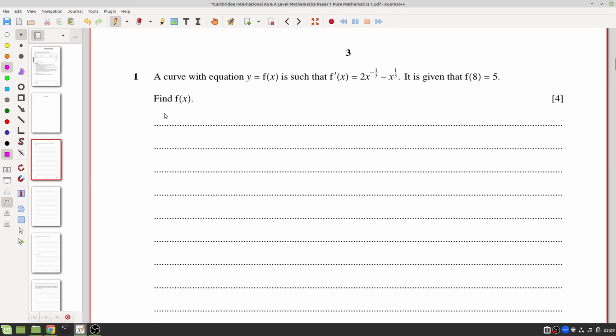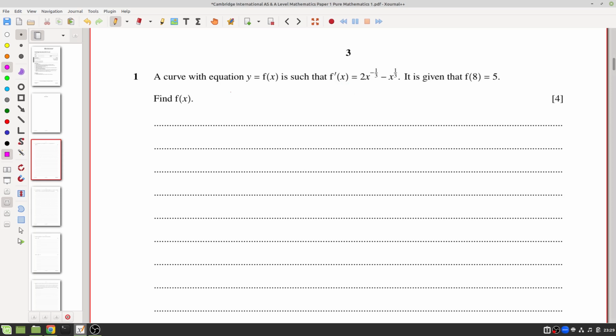First question here. We have a curve with an equation f(x) such that the derivative, f prime of x, is 2x to the power negative a third minus x to the power positive a third. It is also given that f(8) equals 5. Now we need to find the function. So we get given the derivative.